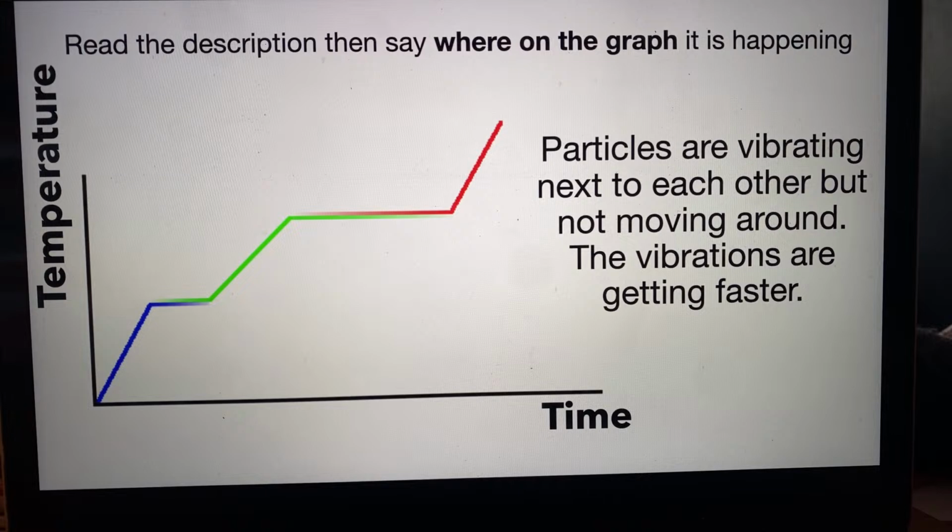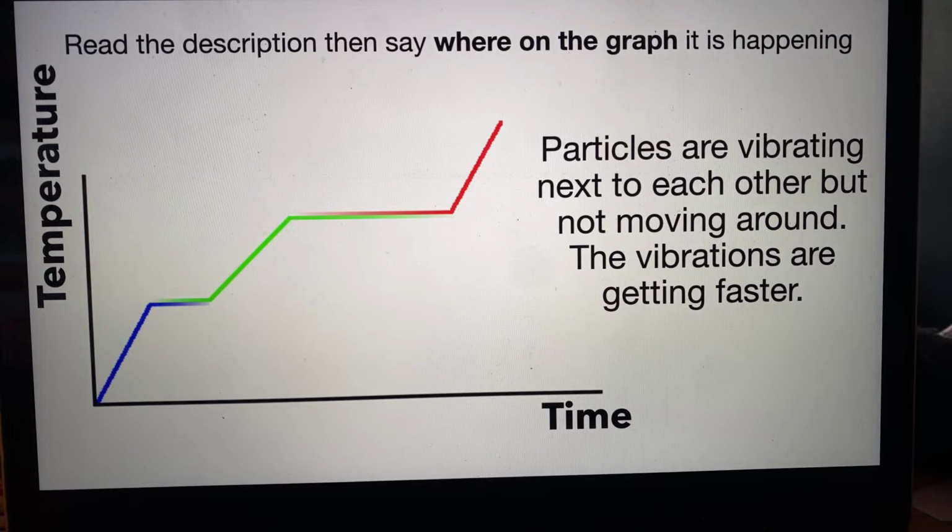Next one, particles are vibrating next to each other but not moving around. The vibrations are getting faster. I was quite surprised by how people did not do terribly well with this on Facebook yesterday, so it'll be very interesting to see how you get on.